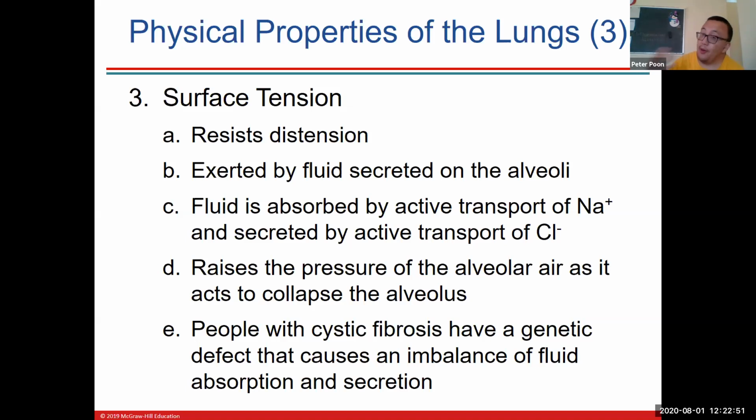Okay, and your lungs are wet. Okay, which means they have water on them, which means the surface tension of your lungs will resist expansion of the lungs.